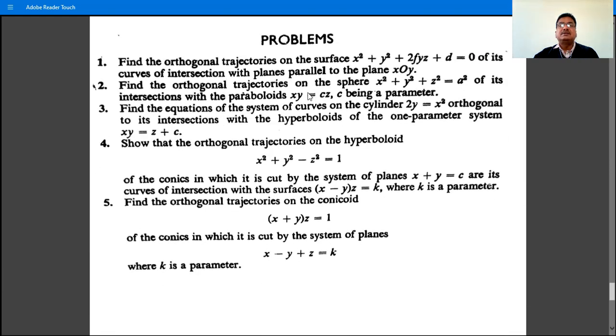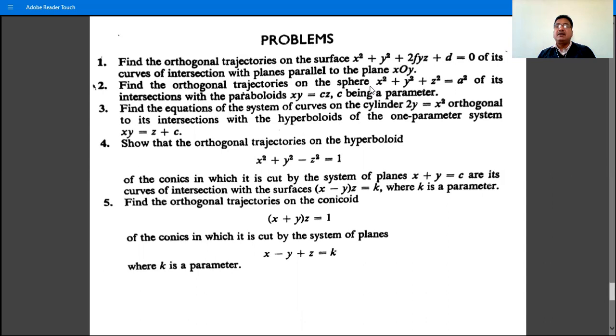So these are some problems for homework. Find the orthogonal trajectories with the intersection of planes parallel to the xy plane. So if the plane is parallel to the xy plane, then its equation is z is equal to c. So take the equation of the curve as z is equal to c.